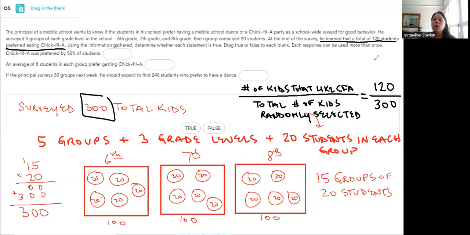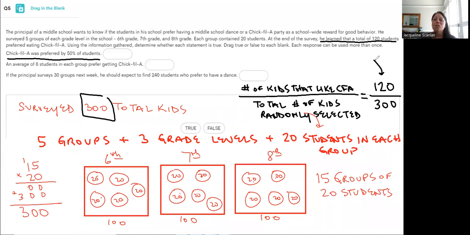Okay, now remember, we could do a couple of things to this fraction. We could divide 120 by 300 and get a decimal. We could turn this fraction into a percent. And so it just kind of depends on what the questions ask. So let's look at answer choice A, or question A. It says Chick-fil-A was preferred by 50% of the students.